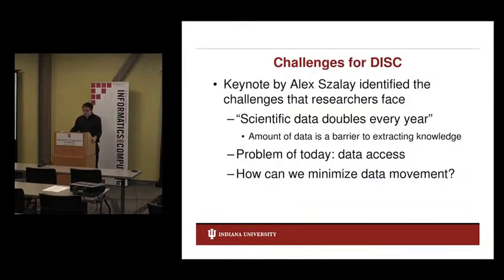So I thought Alex Szalay did a good job identifying some key challenges for data-intensive scientific computing in his keynote this morning. Mainly that scientific data is doubling every year, and higher fidelity sensors and higher speed sensors are increasing the amount of data that you need to work with. And in fact, the amount of data is becoming a barrier to extracting knowledge from the data itself. So he identified at the end of his talk that the problem of today is data access. So one of the questions we can ask ourselves is, how can we minimize data movement?